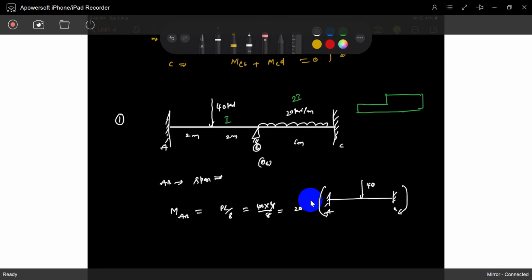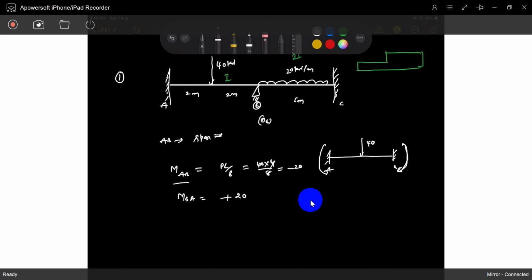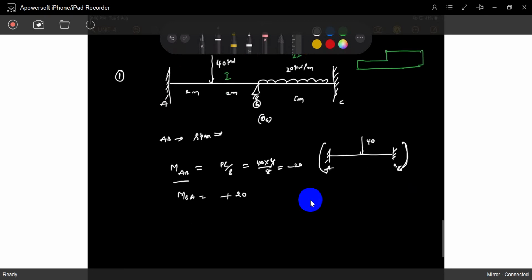So I will take everything as clockwise is positive, anti-clockwise is negative. That's why MAB is negative. MBA is the same value but positive. One thing you have to write. Now the same thing for BC span also.